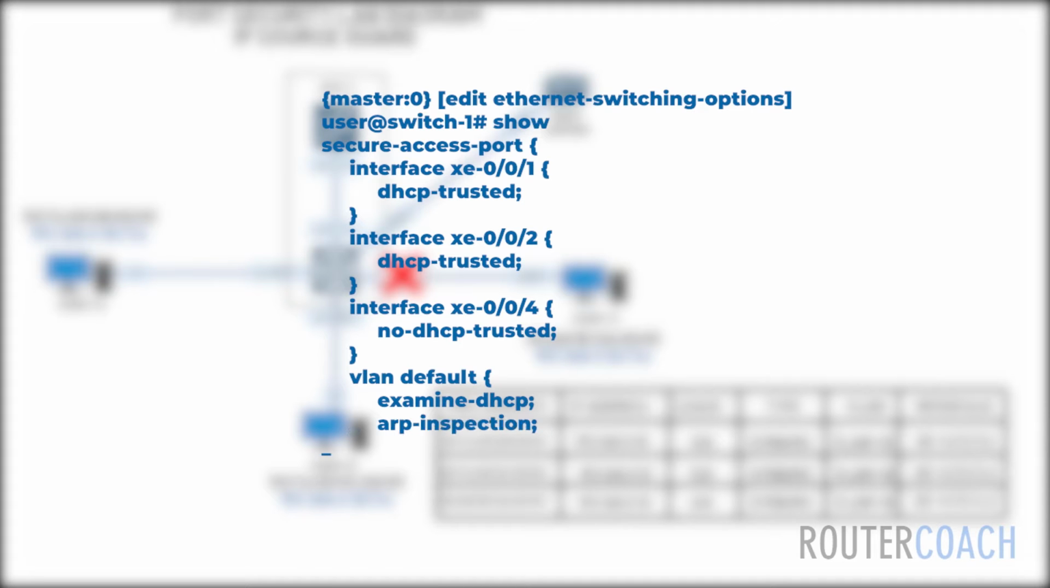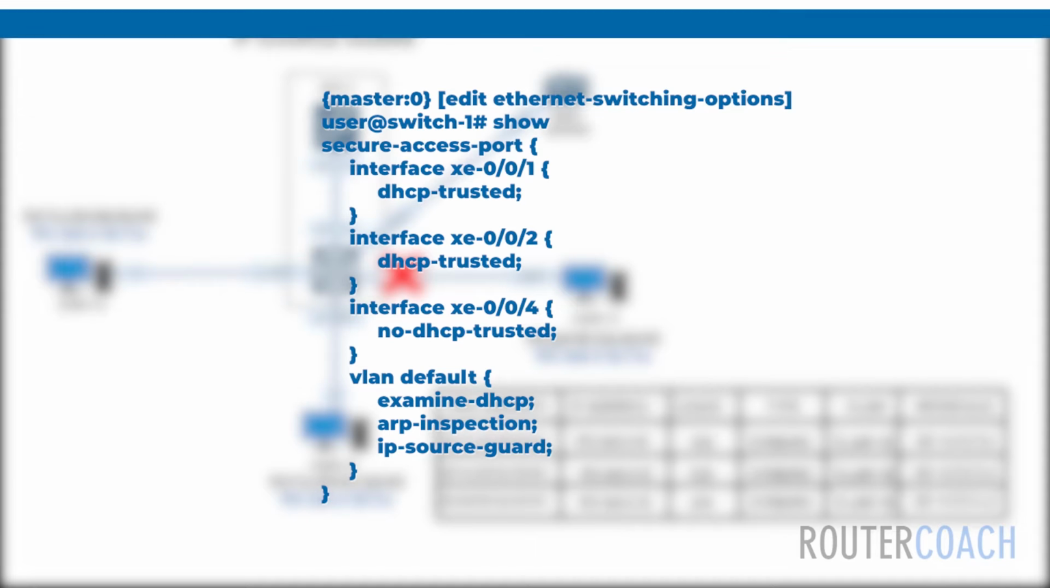ARP inspection performs dynamic ARP inspection for this VLAN. And also IP source guard, which will configure the IP source guard feature for this interface. And don't forget to commit the configuration. Now remember that any layer 2 interface that is an access port is untrusted by default, and any trunk port is trusted by default.